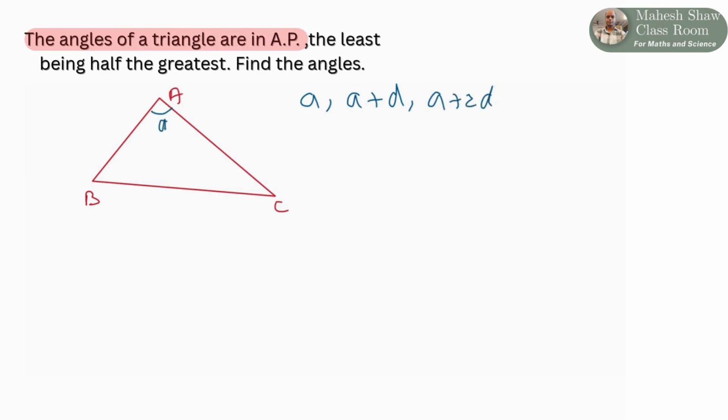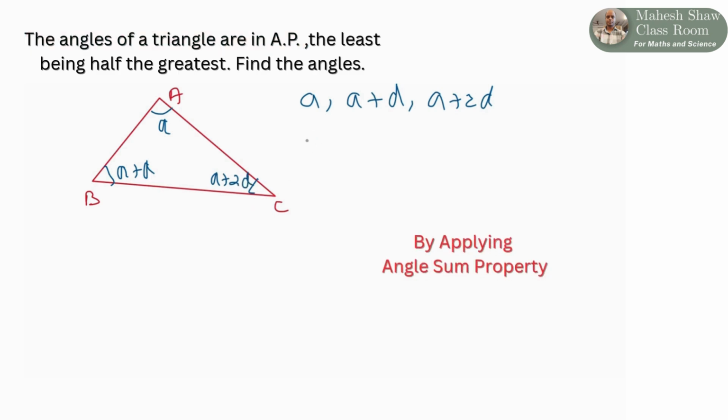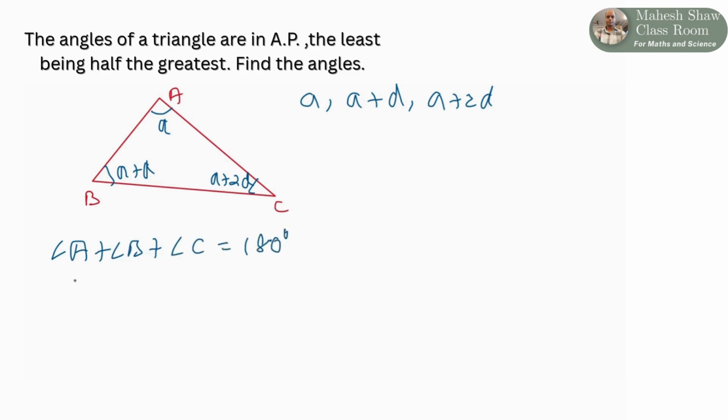Let's say the first being A, the second as A plus D, and the third angle, say C in this case, as A plus 2 times D. Now we have a relation that the sum of three angles of a triangle is 180 degrees. So by using this property, we can write that angle A plus angle B plus the third angle, which is C, has to be 180 degrees. Now replacing A with A, B as A plus D, and C, which is the third term, that is A plus 2 times D, equals 180 degrees.